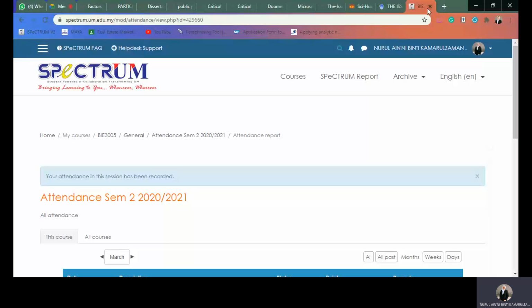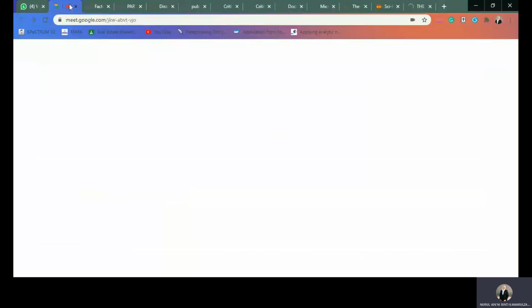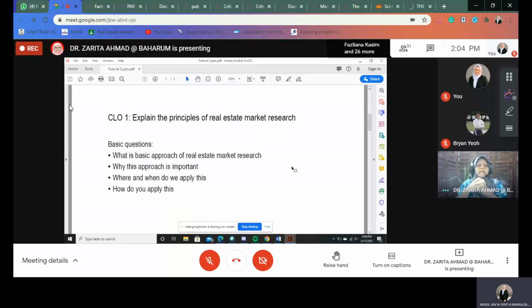Of the real estate market research, of course, ours is more towards explaining the principles. At the end of the day, hopefully you'll be able to get all these basic explanations or basic principles in regards of your real estate market research. So the questions that you need to answer here, to ensure that you understand what we have been learning so far: what is the basic approach in regards of the real estate market research.